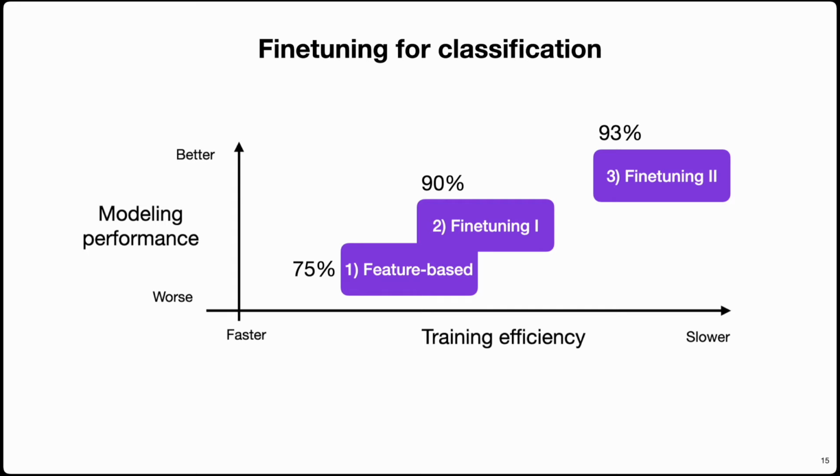And I did some experiments. I had some code in a previous slide. I should probably also include this here on this slide. But with a feature-based approach on a particular data set where there were 50,000 movie reviews to classify whether someone liked a movie or not, I got 75% accuracy, 90% accuracy with fine-tuning 1, and 93% accuracy with fine-tuning 2.